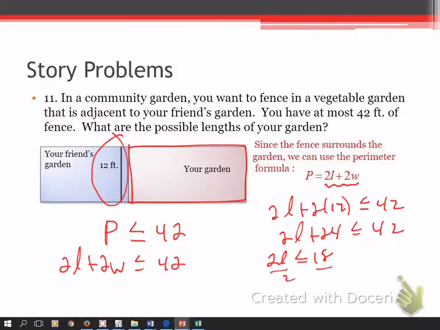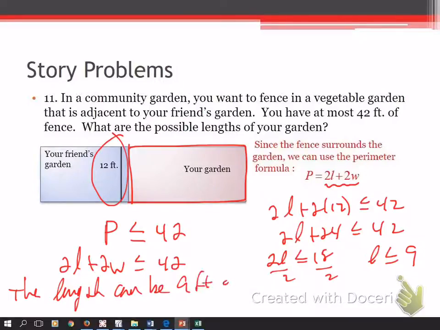And then divide by 2, and L is less than or equal to 9. So what are the possible lengths of the garden? Well, you can use any length you want in the garden as long as it's 9 feet or less. Okay, so the length can be 9 feet or less. Okay?